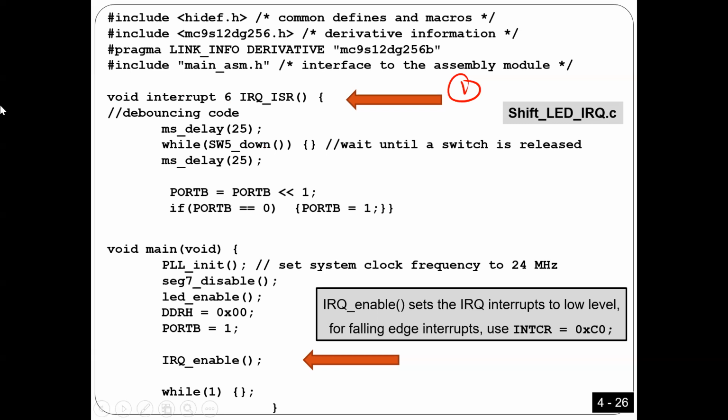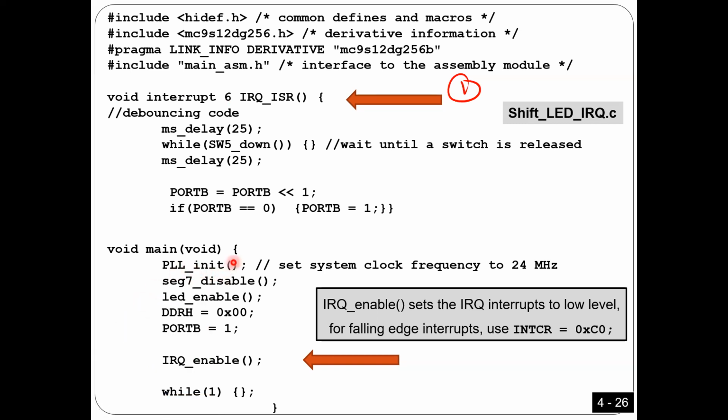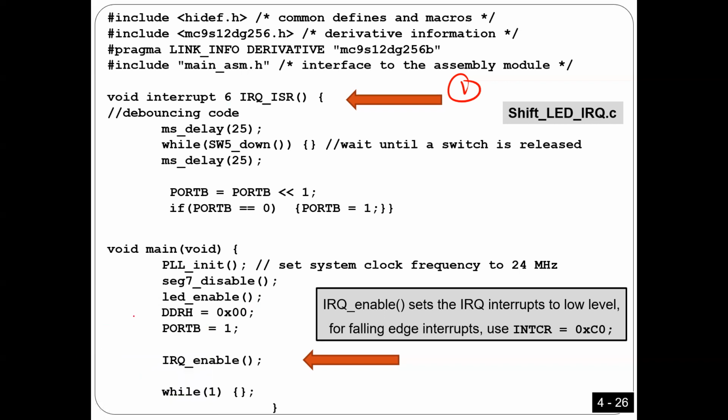As you see here, guys, PLL initialization, we always do that. 7 segment disable, LED enable, we always do that. DDRH0, you configure port H as input, right? Also, port B is equal to 1. So actually, by doing that, I turn the first LED on. I turn the first one on.